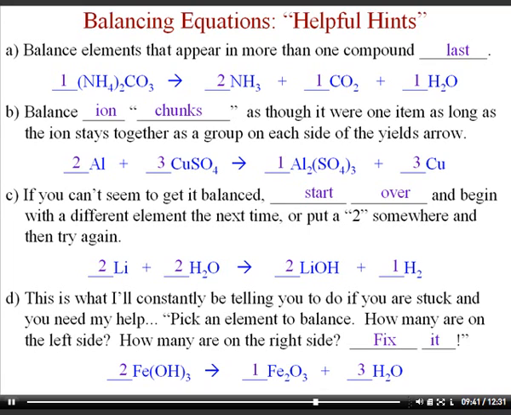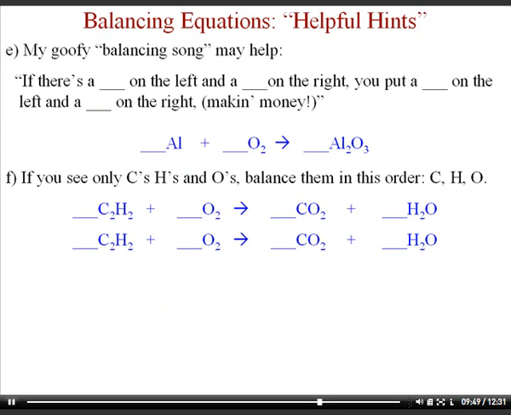So I'll just constantly be giving them the same prompts. Pick an element, how many are on the left, how many are on the right, and then I just tell them to fix it. And usually 1 number will fix it. Now in the next slide, we have letter E. It's a goofy balancing song that I had the students use. And this is a situation where you'll have 2 elements but it's only in one, or you'll have one element, but it's only in one location on the left and one location on the right, but a single number doesn't balance it. So here's my goofy balancing song.